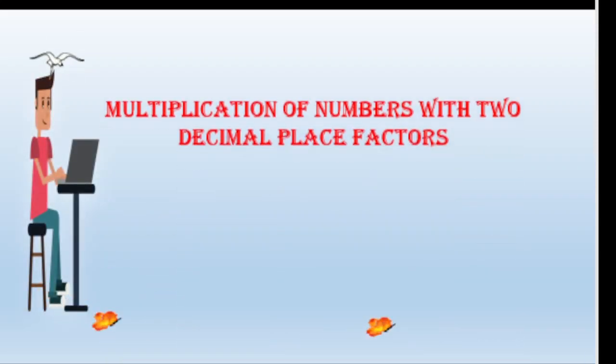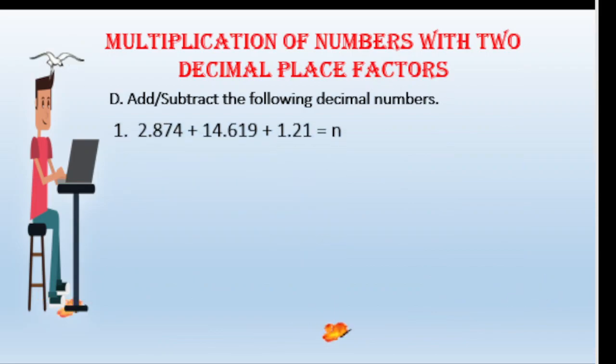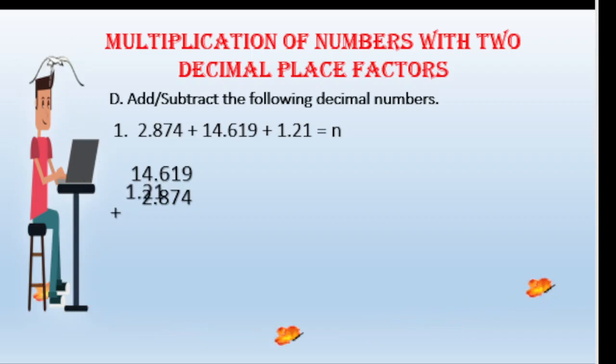Okay, add and subtract the following decimal numbers and arrange them in columns. So you have 14.619 plus 2.874 and 1.21 equals. Then add the thousandths place.